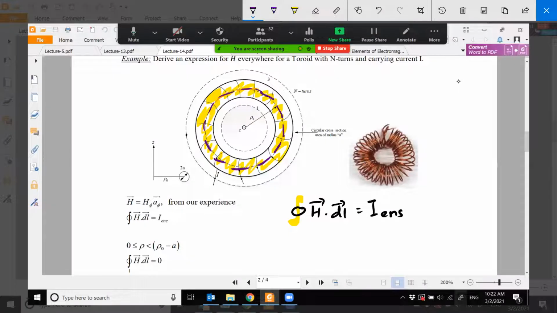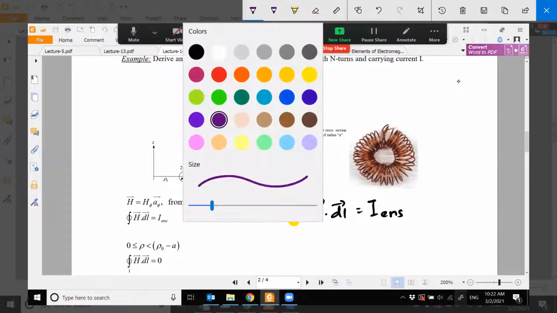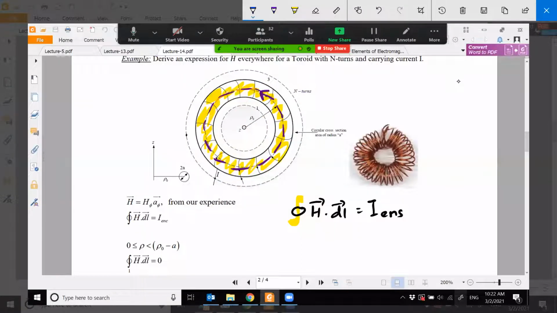Now I need to find the current enclosed in this. So what is the current enclosed in this? Now, if you see here, this is the wire, right? And this is the current going out. So here, this is the wire and the current is coming out. And here also you have a wire. Now if I cut my wire here, how will the current be? The current will be coming out. And here also, if I cut the wire, the current will be coming out. So the current will be something like this. Understand?